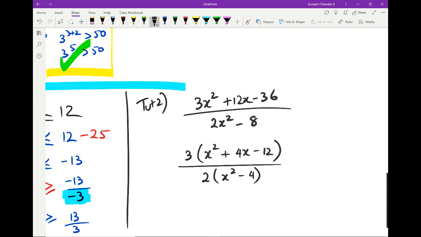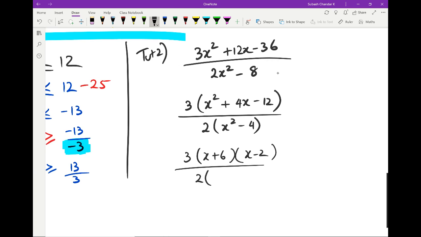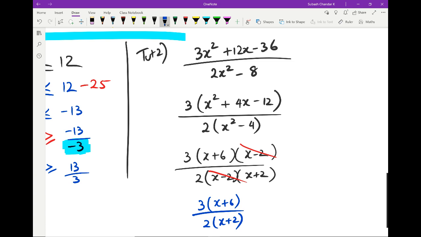All right, so what you then do at this point is factorize the numerator, because you're looking for 2 numbers that multiply to negative 12 and add to 4. So that's going to be x plus 6, x minus 2. And in the denominator, you're looking for 2 numbers that multiply to negative 4 and add up to 0. Of course, that's a difference of 2 squares, so we can write that as x minus 2, x plus 2. At this point, 2 of these brackets cancel out, and what you end up with is 3x plus 6 over 2x plus 2. Unfortunately, you can't do any more with this, so that's where it stops.